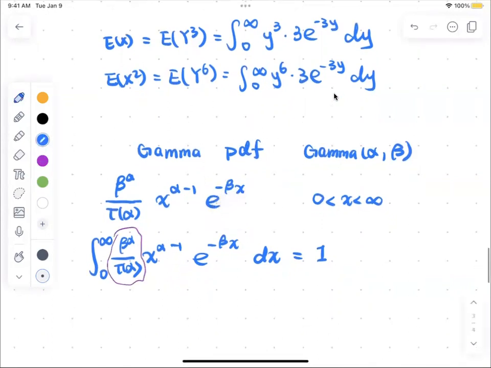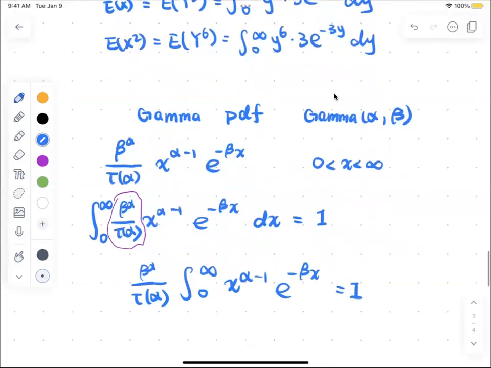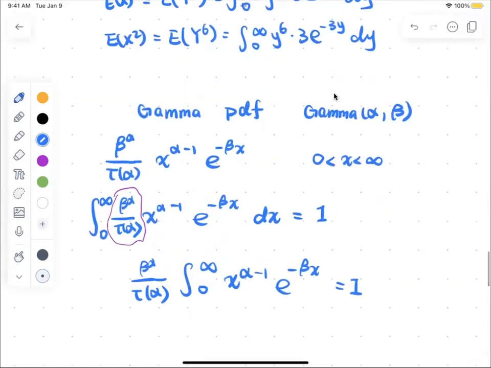So I'm going to get beta to the power of alpha over the gamma function evaluated at alpha, times the integral from 0 to infinity of x to the power of alpha minus 1 and e to the power of negative beta x. This is equal to 1 because I did not change anything. I just pulled the constant out.